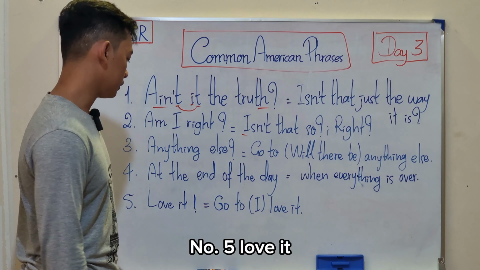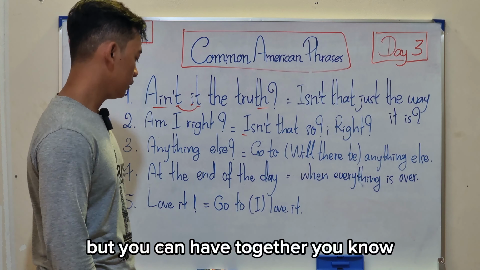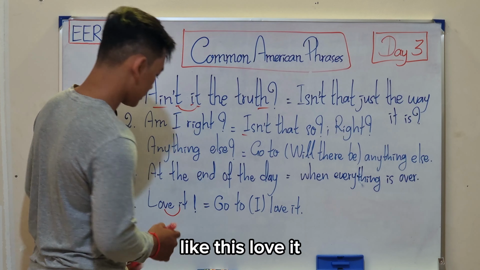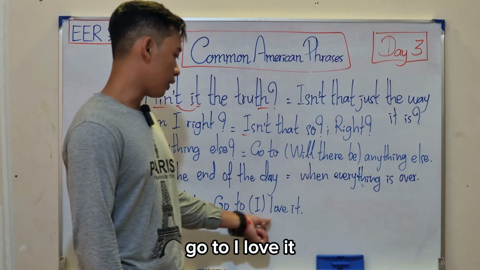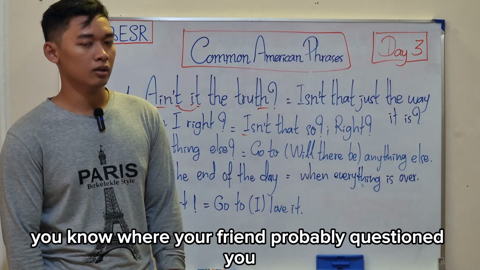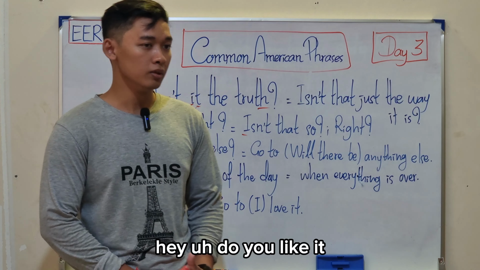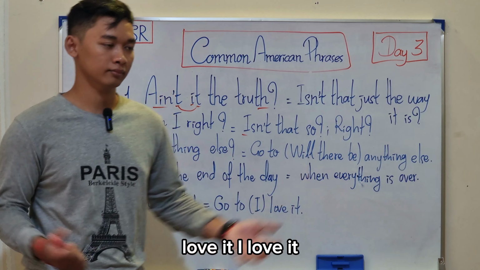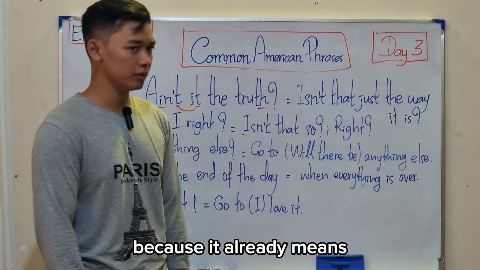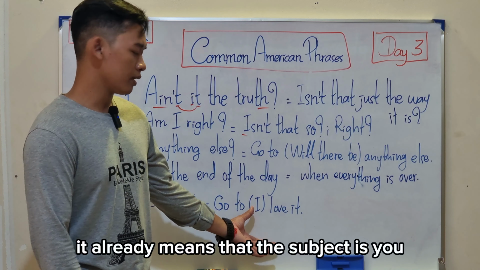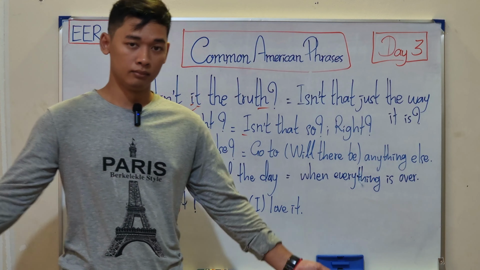Number five, love it. You can sound a little faster, love it. But you can say them together, like this. Love it, love it. You know, I love it. When your friend probably asks you, hey, do you like it? Come on, man, love it. Sometimes you don't have to say I, because it already means that the subject is you. So you just say like this, love it, you know.